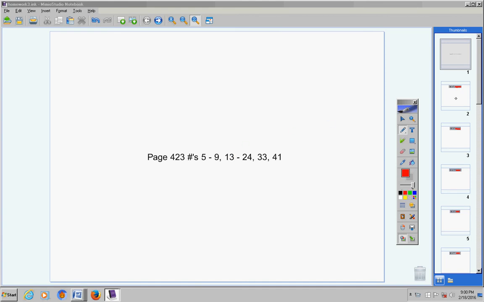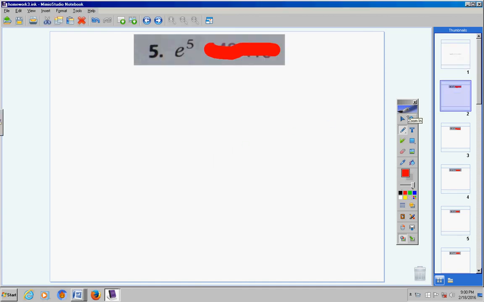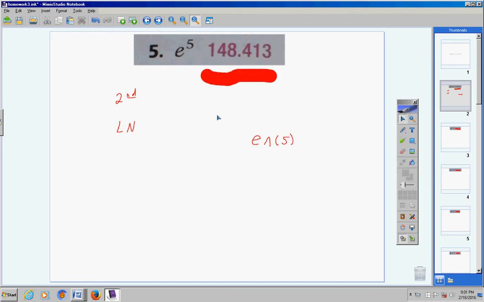Numbers 5 through 9, we're simply using our calculator. Type second and then the LN button. This will pop up on your screen. Then type in a 5 and then close your parentheses and hit enter, and you will get this right here.